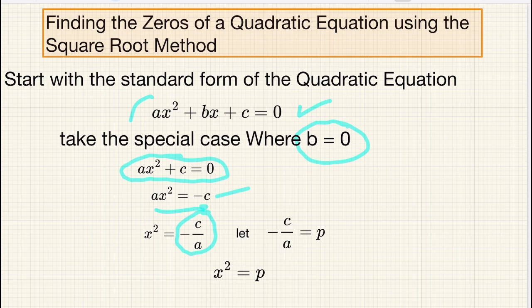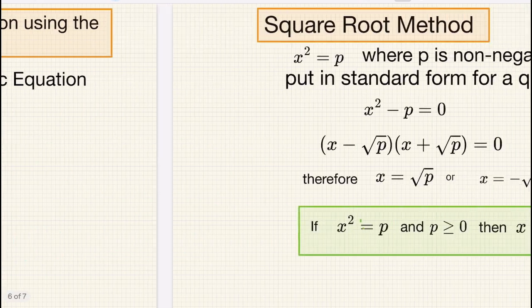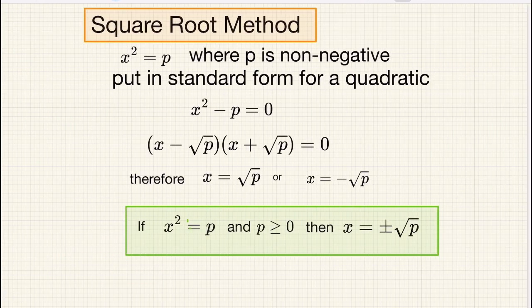And so what we can do is define this number p, which is just another constant. It just happens to be minus c divided by a, but we're just going to call it a constant. So now we've got an equation in this form: x squared is equal to this constant p. One requirement we have: p must be a non-negative number, meaning it's got to be greater than or equal to 0. So now this becomes our new standard form with p as our constant.